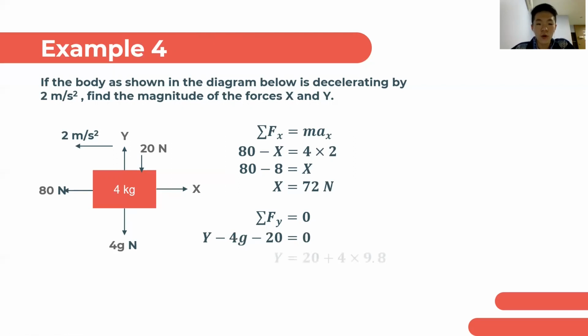equivalent to 4 times 9.8 plus 20. 4 times 9.8 gives us 39.2. Added with 20 gives us y equals 59.2 newtons. So our answer for this question is x equals 72 newtons and y equals 59.2 newtons.